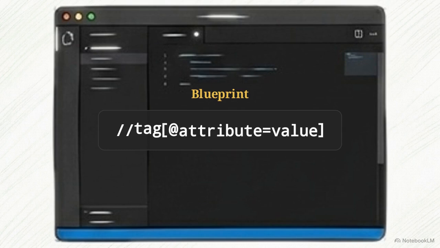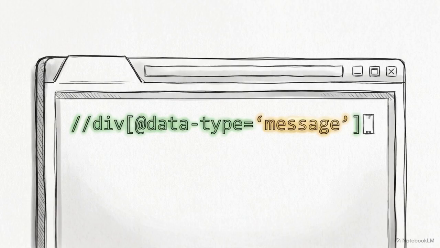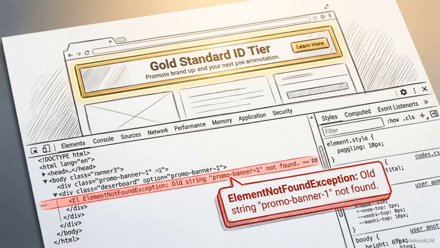You use a precise formula, 2 forward slashes, the element tag, and then the specific attribute and value inside brackets to find exact elements regardless of where they live on the page. Go ahead and add this custom XPath to the final line of your automation script. XPath is an incredibly powerful tool for complex DOM traversal, but because any minor structural change to the web page's layout can sever your connection to the element, it remains a fragile last resort.